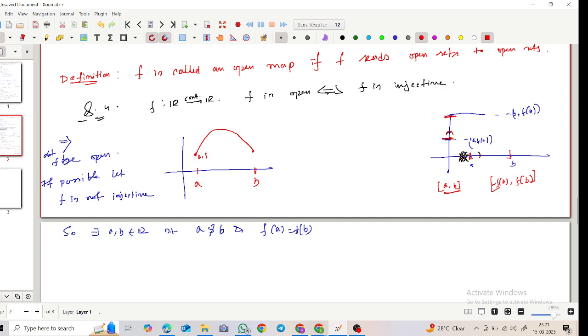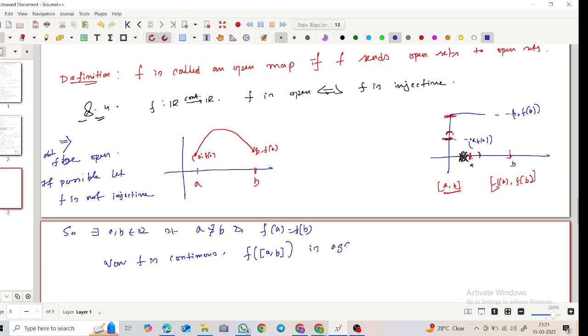This is A comma F of A, this is B comma F of B. Okay. Now F is continuous. So the image, or maybe I should write F of (A, B), is again an interval.